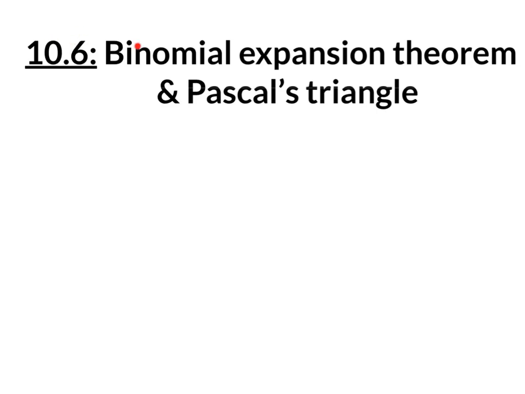Section 10.6, binomial expansion theorem and Pascal's triangle. Well, let's begin with the word binomial. What is a binomial? Here's the easiest binomial I could think of, a plus b. That's two terms. That's what we call a binomial. Now they're saying expansion, and a theorem means the truth. So what is the truth about expanding a binomial?